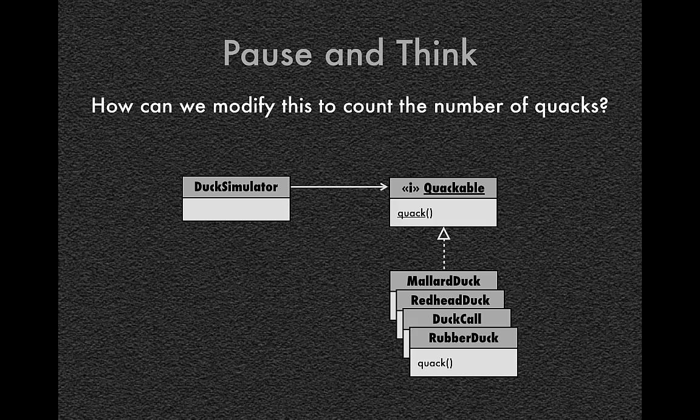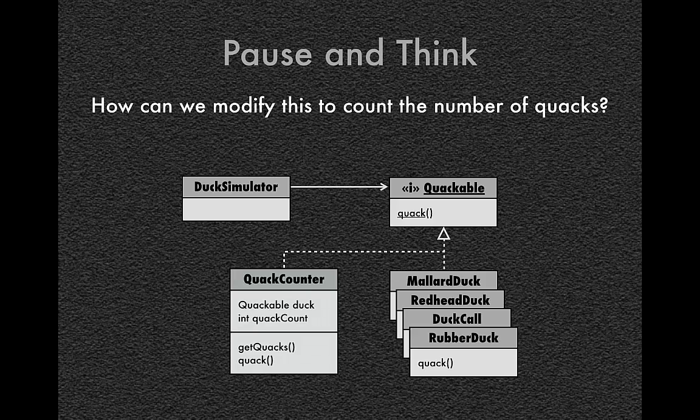Ready? The answer is the decorator pattern. Now, in the example we saw from Chapter 3, the decorator pattern was not used to add new methods to existing objects, but it can be. In this case, the decorator we create wraps a quackable object, and it also will maintain a private integer variable in its representation that keeps track of the number of times a duck quacks. When the method quack is called, it calls through to the quackable object's quack method, and it increments the quack count variable.